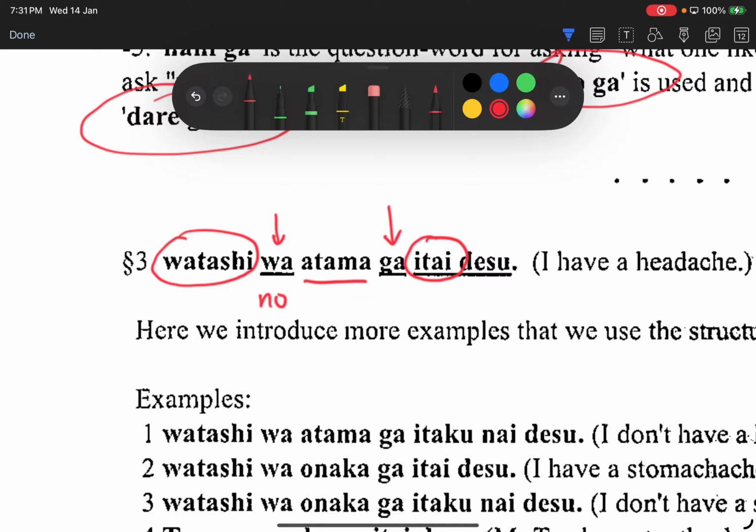Watashi wa atama ga itai desu. But if you want to omit the watashi wa and you just want to say watashi no atama, that's also fine as well. Both is okay. Okay?